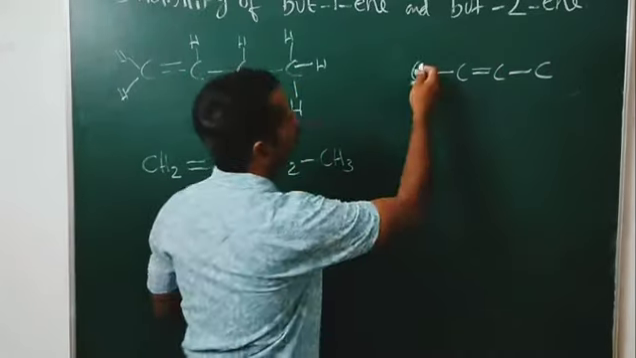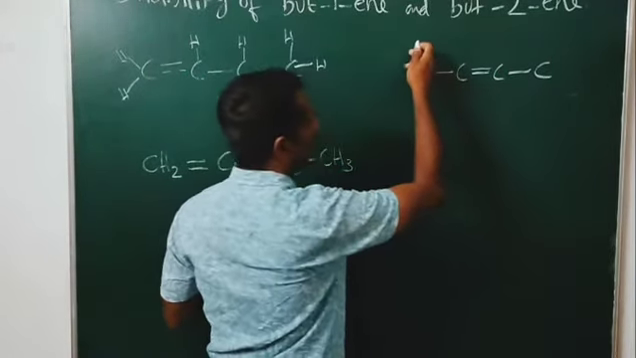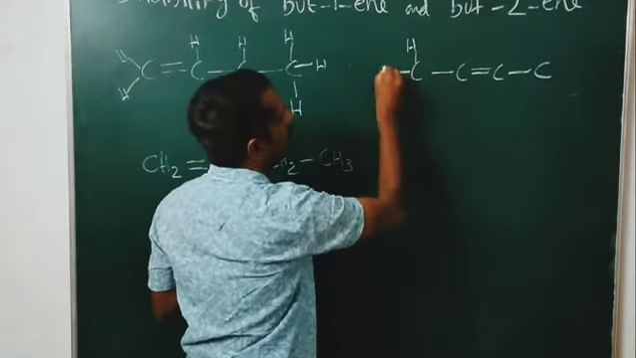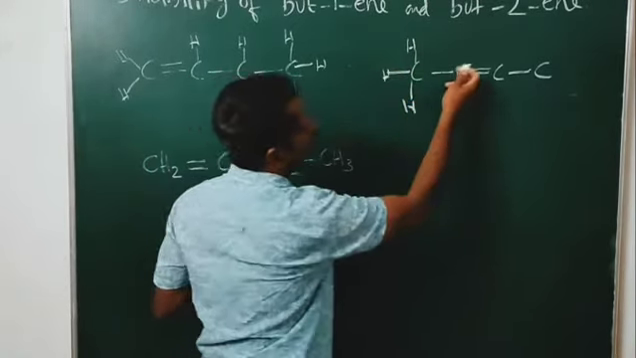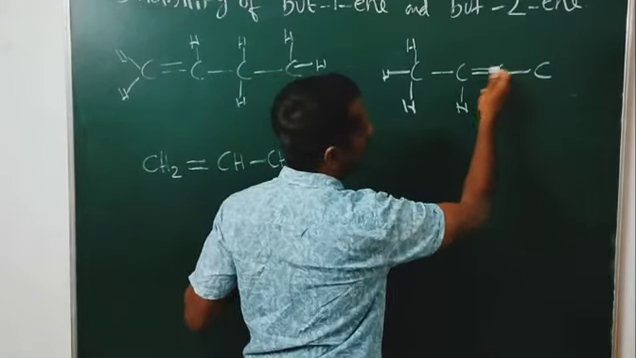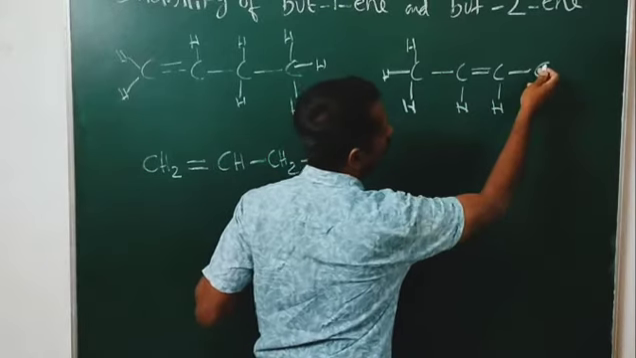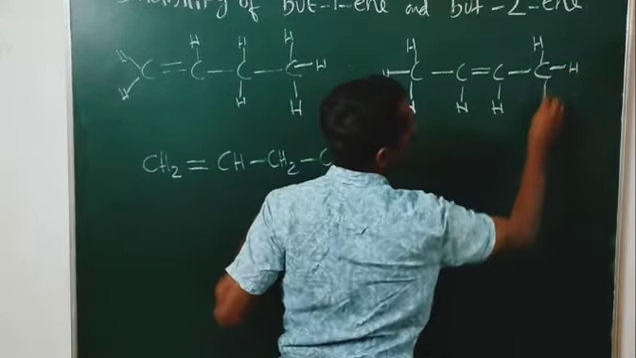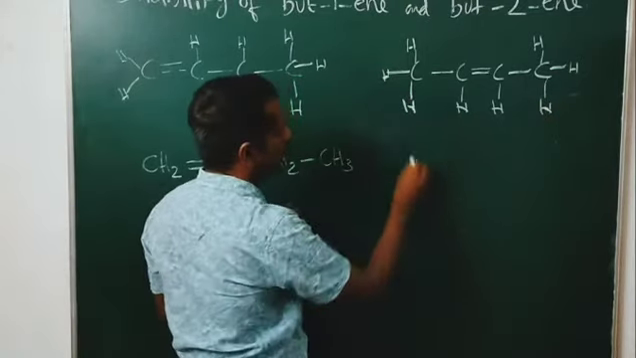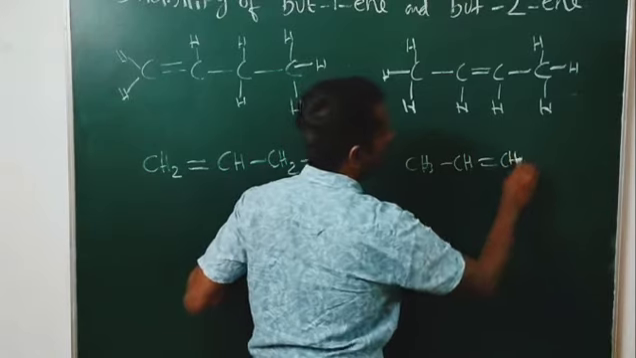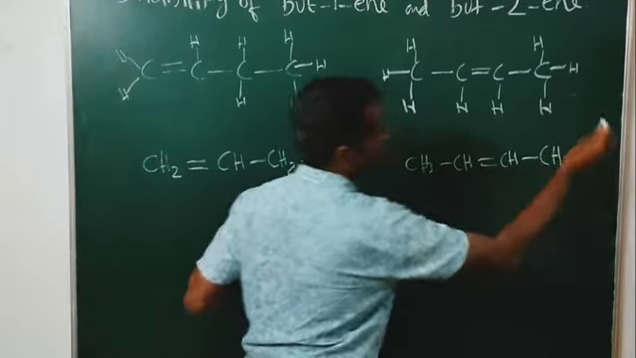Now let us fill the valencies with hydrogen. First carbon only 1 bond, remaining 3 hydrogen atoms. Second carbon 1, 2, 3 bonds, remaining only 1 hydrogen. Third carbon 1, 2, 3, only 1 hydrogen is required. And the fourth carbon only 1 bond, remaining 1, 2, 3. So what is the structure of but-2-ene? CH3-CH=CH-CH3.